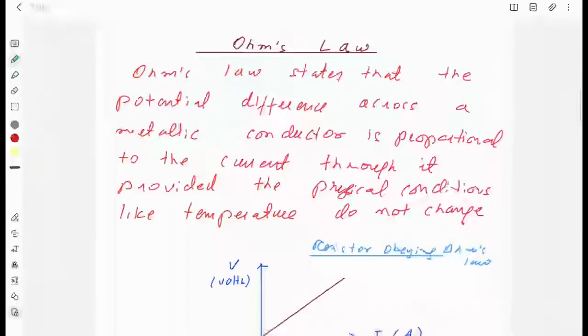Ohm's law. Ohm's law states that the potential difference across a metallic conductor is proportional to the current through it, provided the physical conditions like temperature do not change. We can also say current through a metallic conductor is proportional to potential difference, provided the physical conditions like temperature do not change.